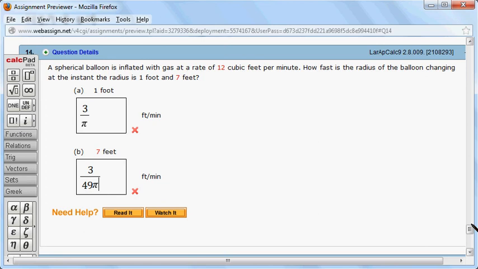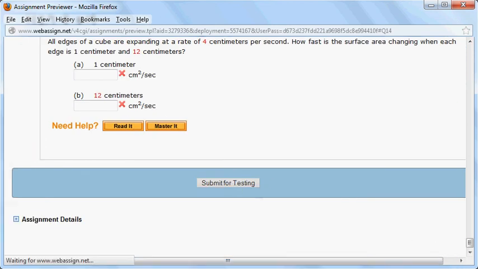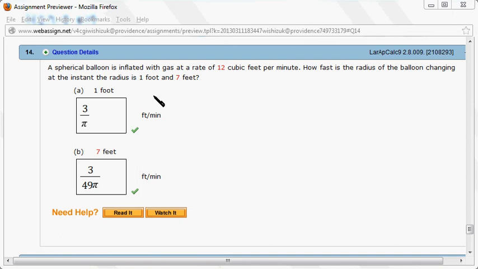Let's check the answer. It came back, looks like we got these correctly. That's it. I hope that this was clear.